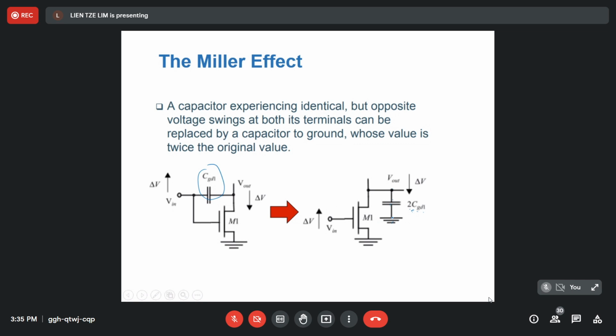Why do we need to know the Miller effect? You have to read this yourself to know more. What I want to mention here is to show you what the Miller effect is. This is the explanation.